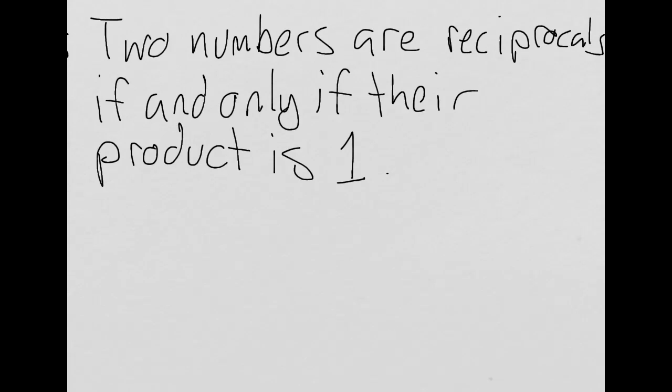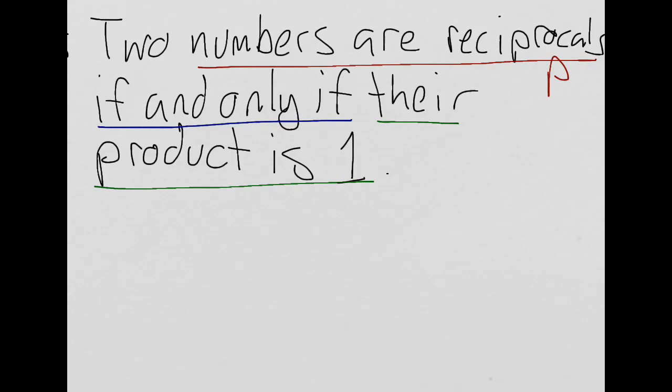Now that you've had time to work on that on your own, we're going to go ahead and go over it together. So like I said, first we identify the P and the Q, and usually those are just on opposite sides of my if and only if. So there's my if and only if, and so I have two numbers are reciprocals. We'll say that's my P. And then their product is 1, we'll call that my Q.